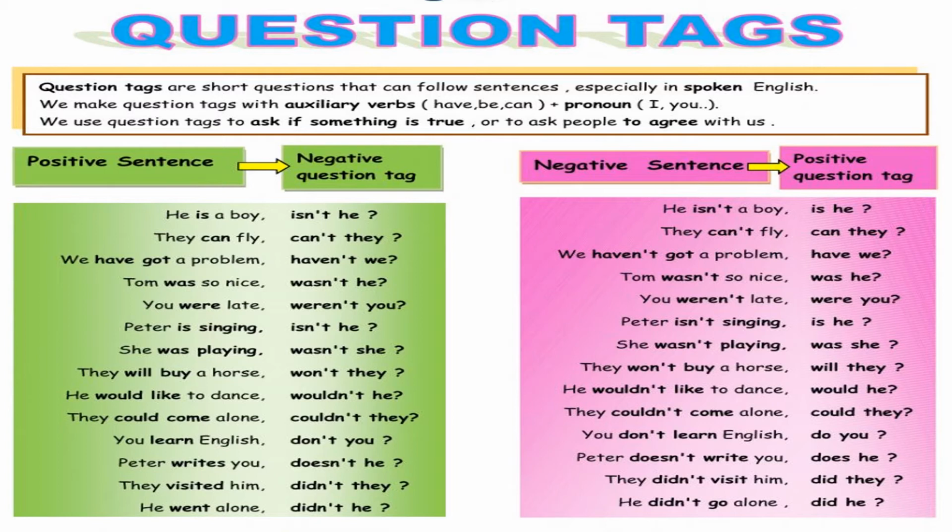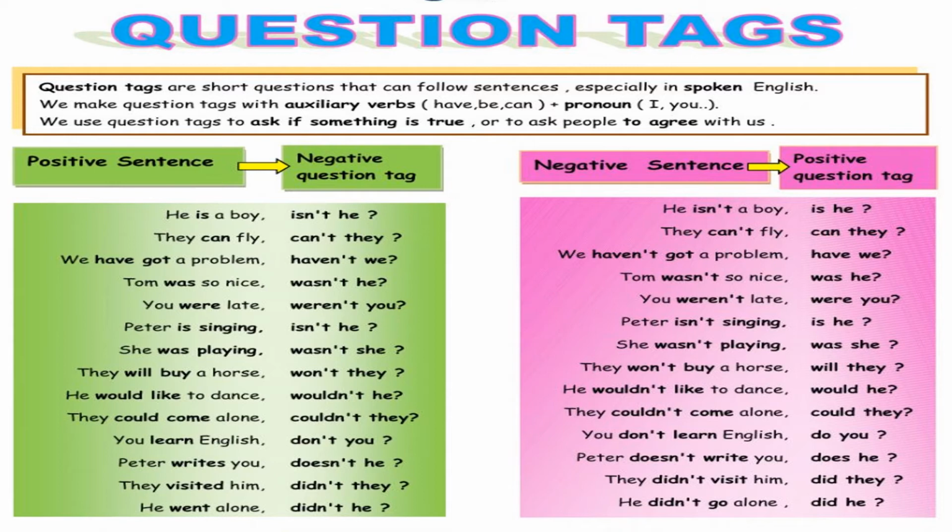She was playing, wasn't she? They will buy a horse, won't they? He will like to dance, wouldn't he? They could come alone, couldn't they? You learn English, don't you? Peter writes you, doesn't he? They visited him, didn't they? He went alone, didn't he?